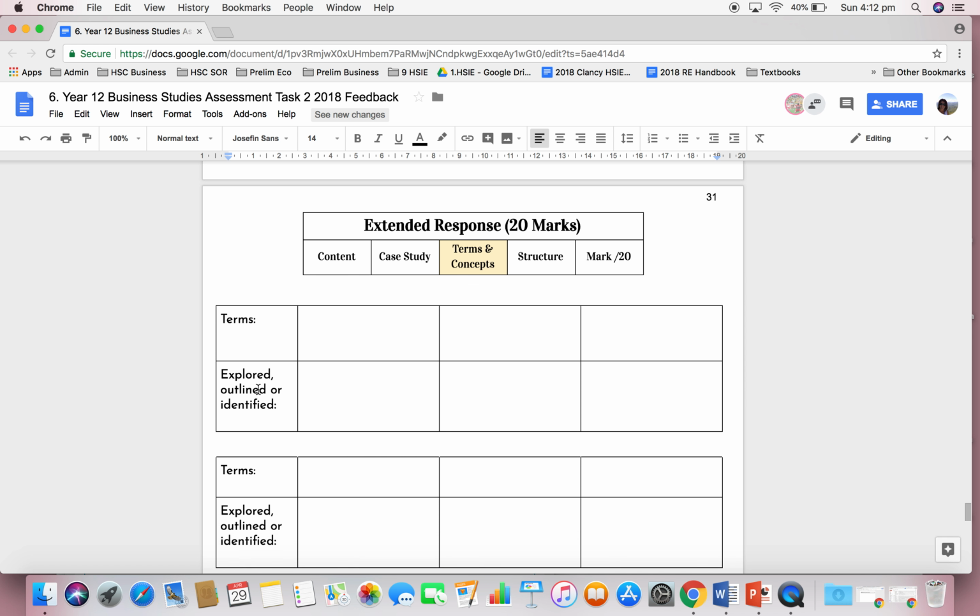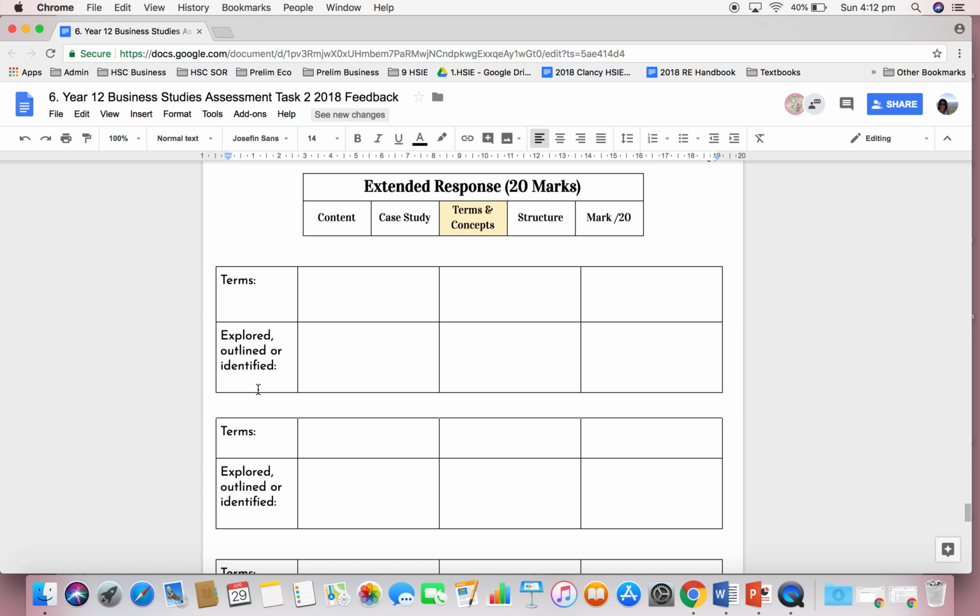Alrighty, the third part of my feedback is on terms and concepts. And guys, to be honest, this should be our strong point. And I would argue that it was done better than the first 2 areas, content and case study, but so it should be. You've been doing business studies now for a full year and a term. So you've had 6 terms of business studies. So really, you should have this business studies language coming through in your response.